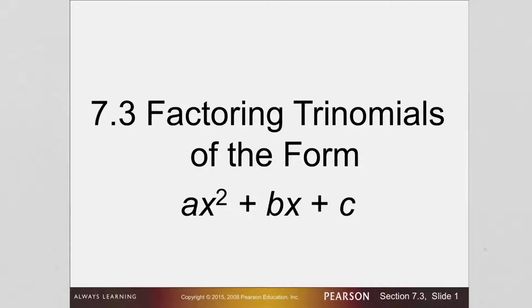Okay, so now we're going to factor trinomials of the form ax squared plus bx plus c. But in this case, our leading coefficient isn't going to be 1 this time. So this technique is just a little bit more difficult than what we have learned the last couple of days.